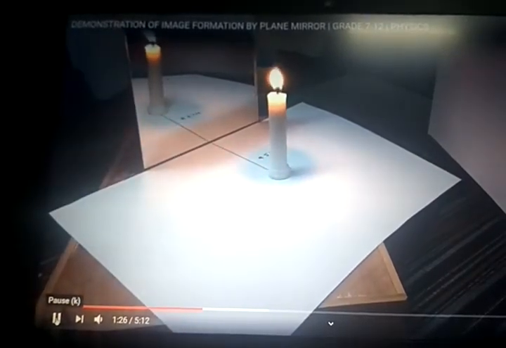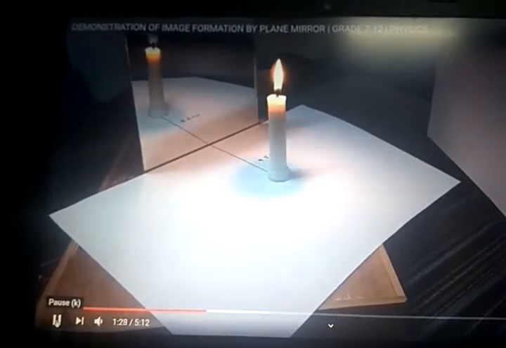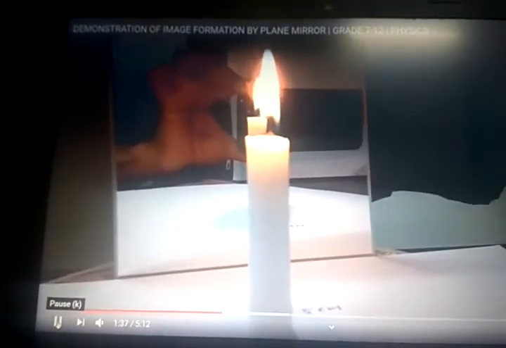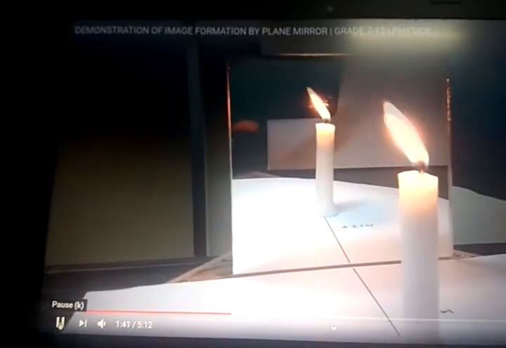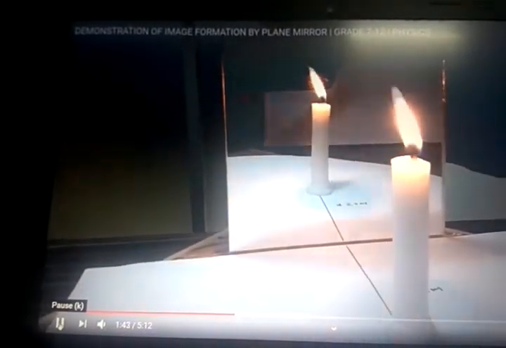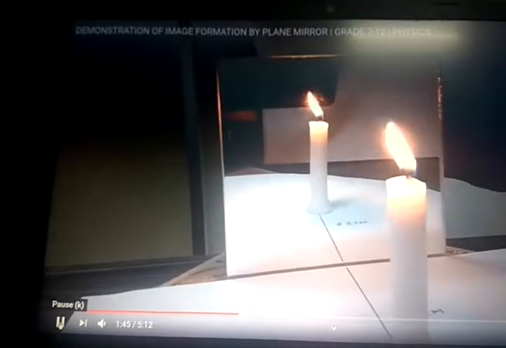So now let me show it to you with more clarity. It is clearly seen that the height of the object and the height of the image are also the same. You can see that the distance of the object from the mirror and the image from the mirror are same. Another most important point is the height of the image and the height of the object. They are exactly the same.